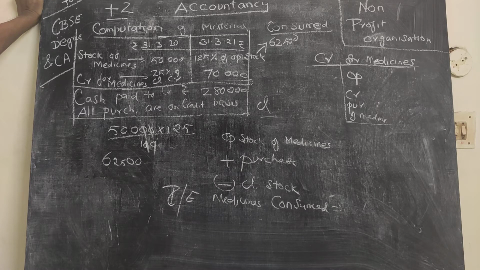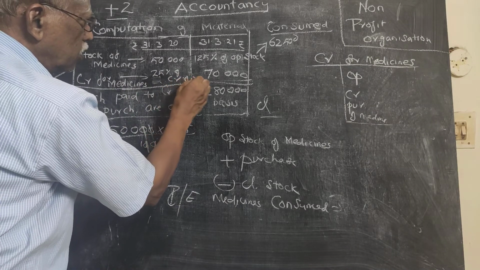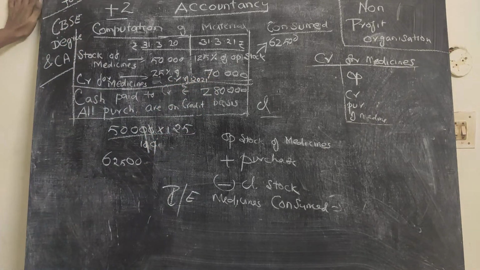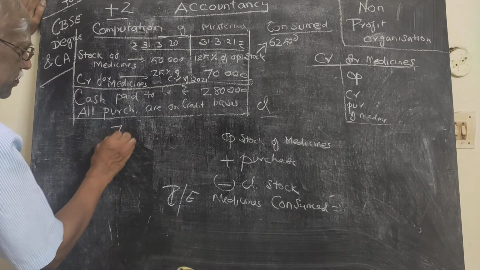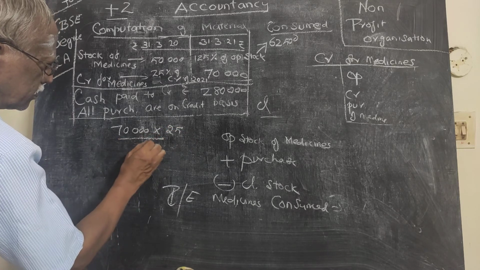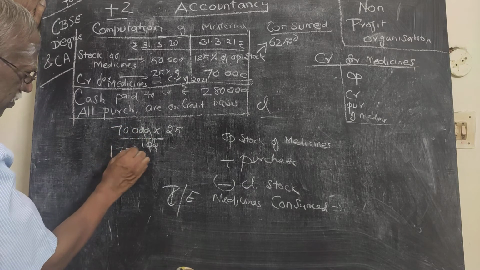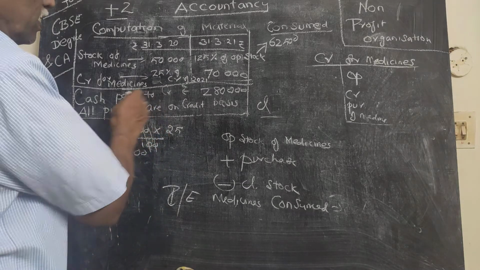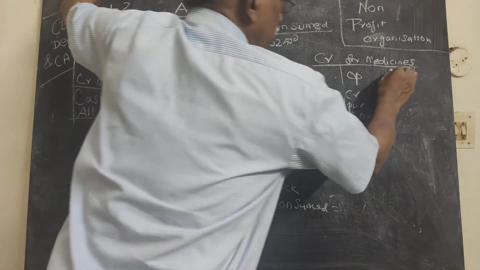As on 31st March 2020, they said that the creditors are 25% of the closing creditors of 2021. That means the creditors of the last year are 25% of 70,000. 25 sevens are 175, another 2 zeros, 17,500. So creditors for medicine opening balance is 17,500.